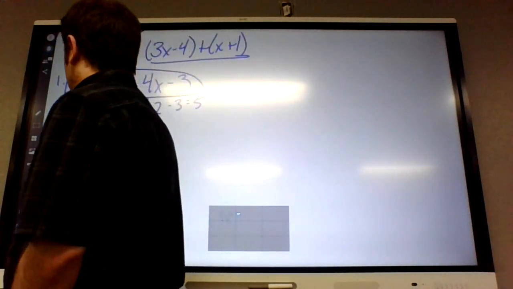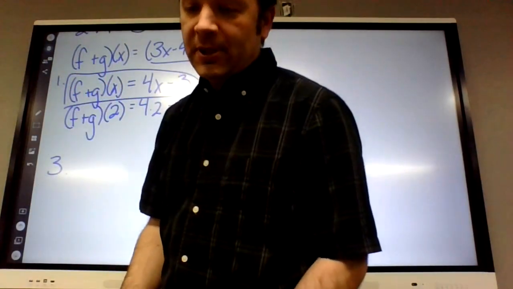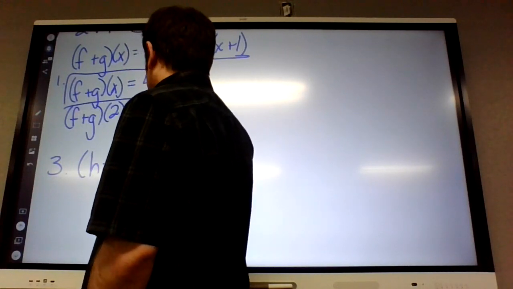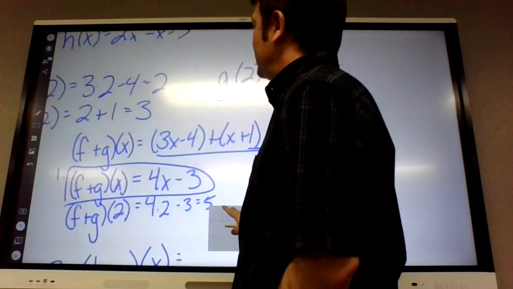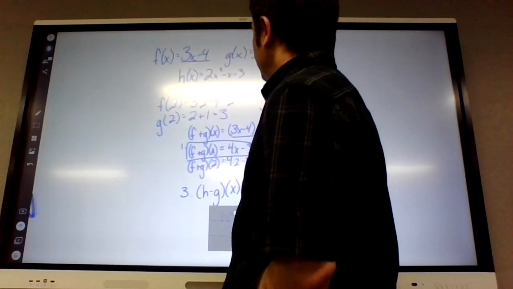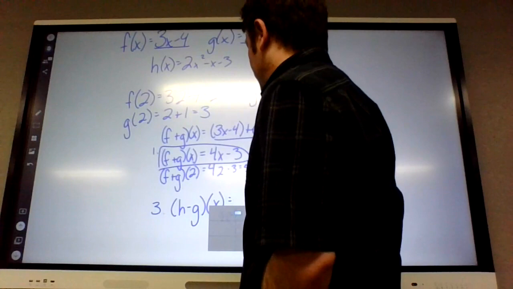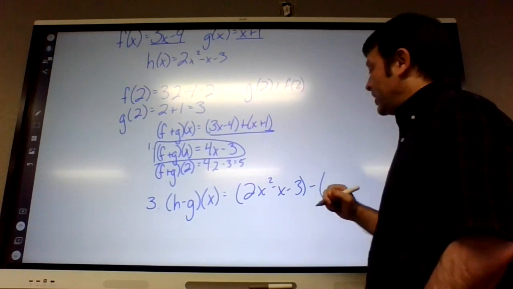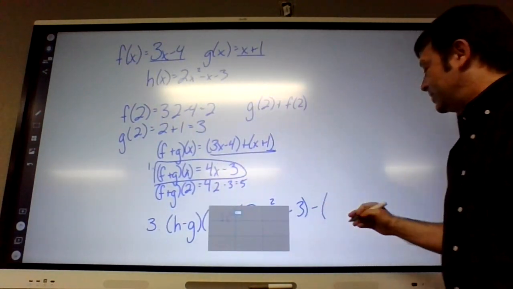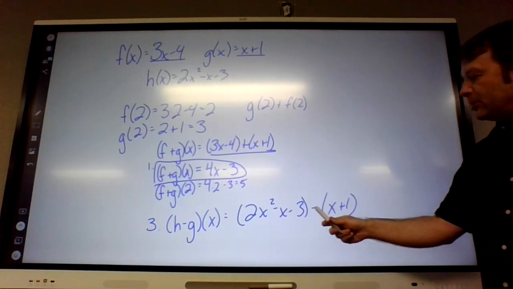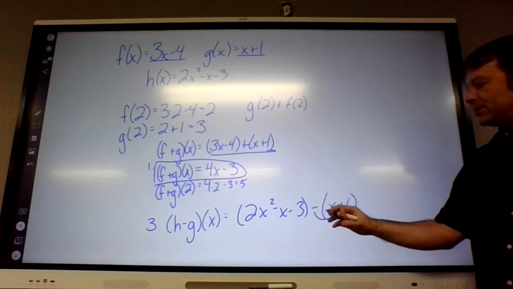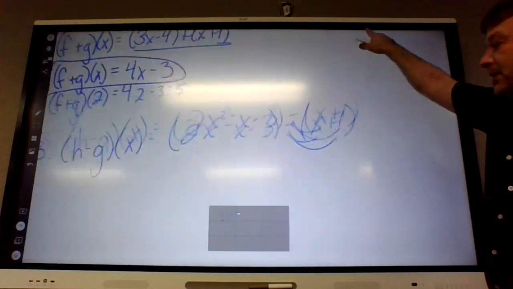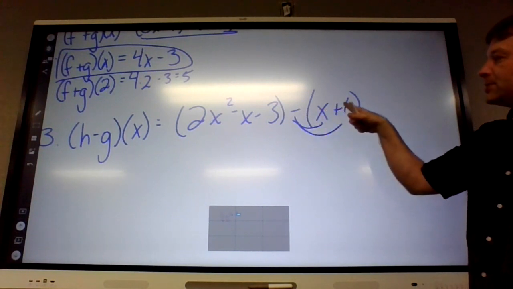Okay. Number 3. So what do you guys think number 3 means? Subtract those two functions, h and g. The h function was the larger function, 2x squared minus x minus 3. If we're subtracting the g function, we're subtracting x plus 1. But we're not just subtracting x, we're subtracting all of it. So it's like distributive property. That's why I put the parentheses in here. So it's not just minus x, it's minus x minus 1.